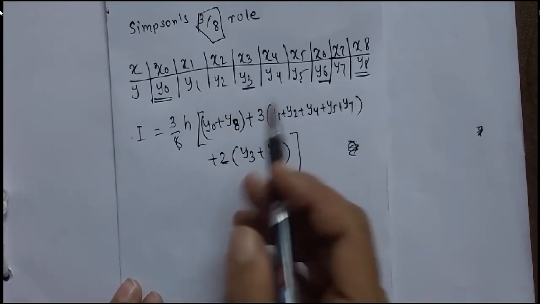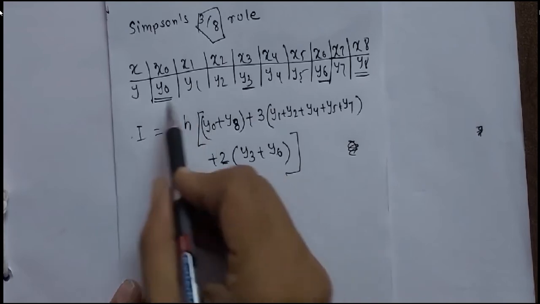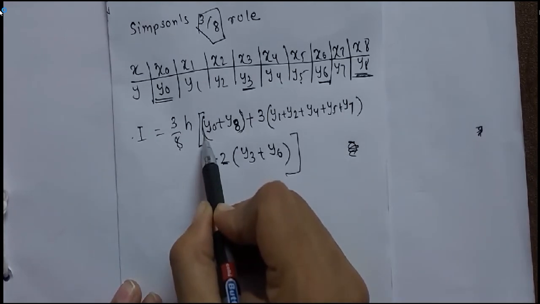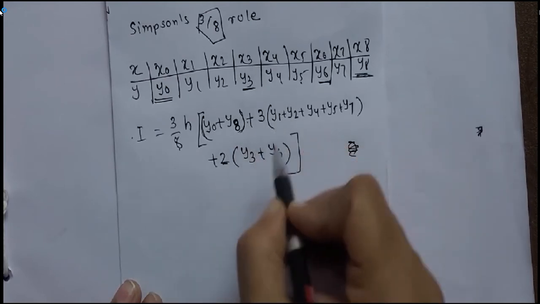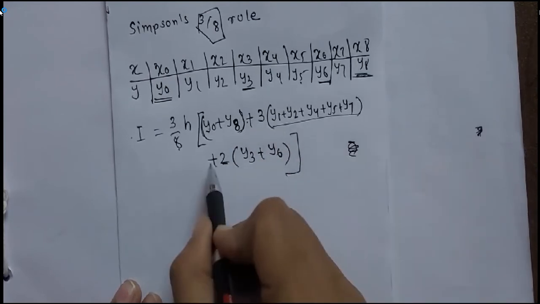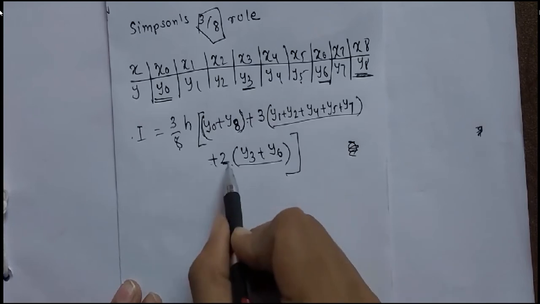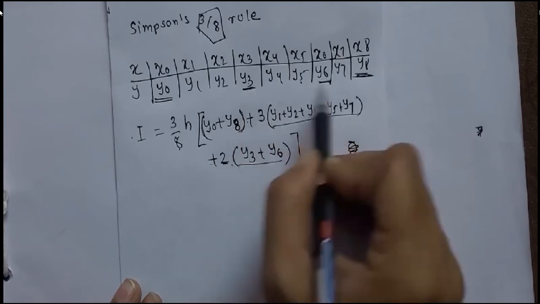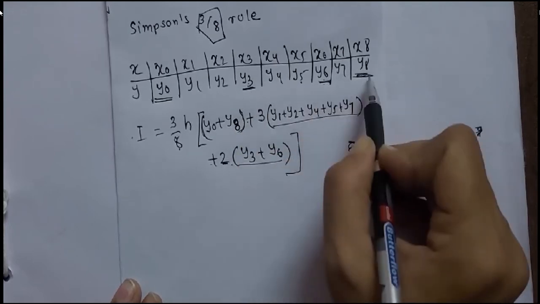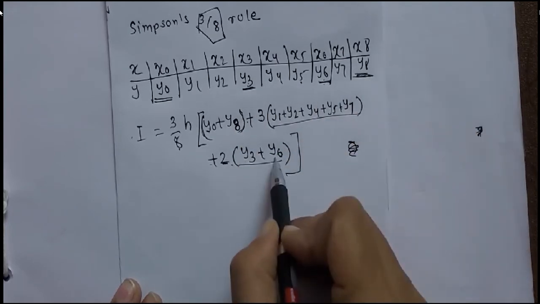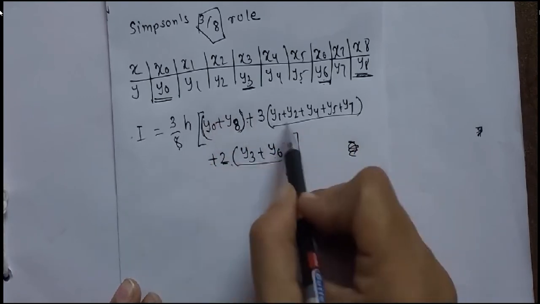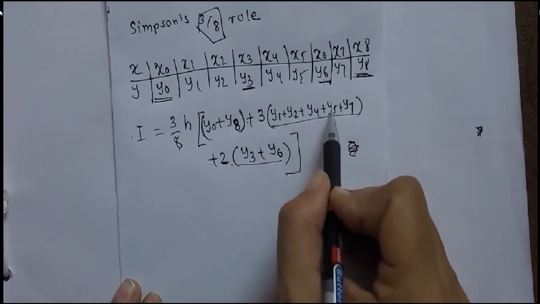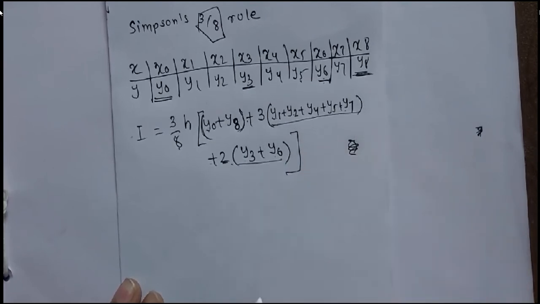How are you going to write it? Remember, y0 plus the last term go in a separate bracket, plus 3 times some values and 2 times some values. With the 2, you write y3 and y6, the multiples of 3, and if y9 is there, you write y9 too. The rest of the terms you write along with the 3: y1 plus y2 plus y4 plus y5 plus y7.